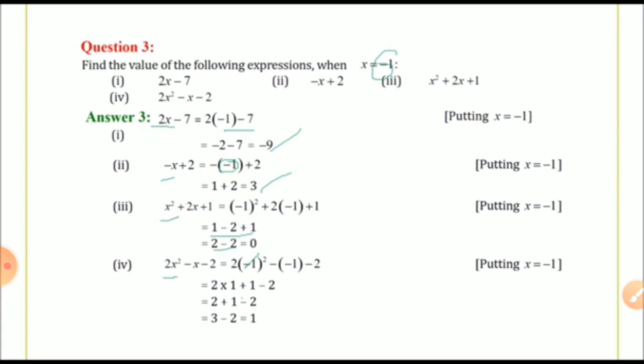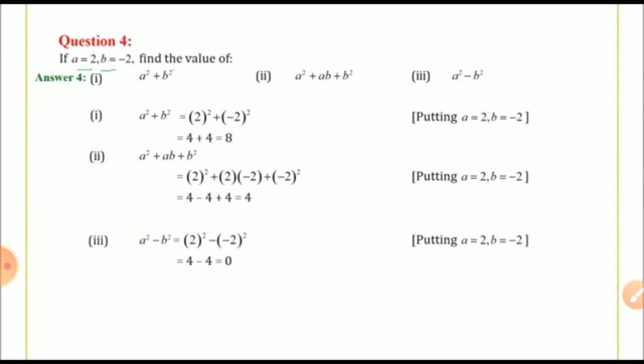Yes, very good beta. Second, third and fourth. Okay, all correct answers. Question number 4. If a is equal to 2, b is equal to minus 2, find the values of a square plus b square, a square plus ab plus b square, a square minus b square. Beta, put 2 in place of a and minus 2 in place of b everywhere, because here both the variables are given together. a and b are kept together. Clear?